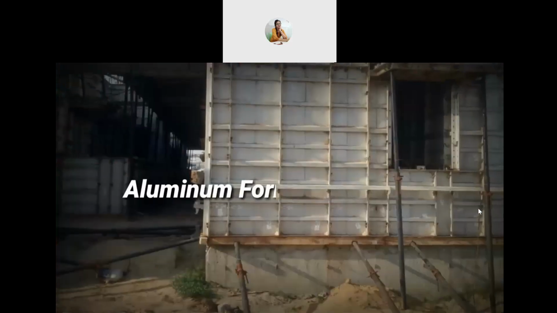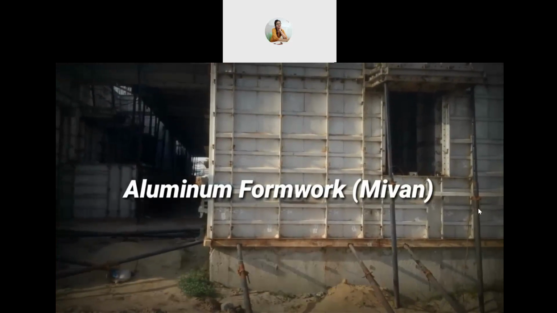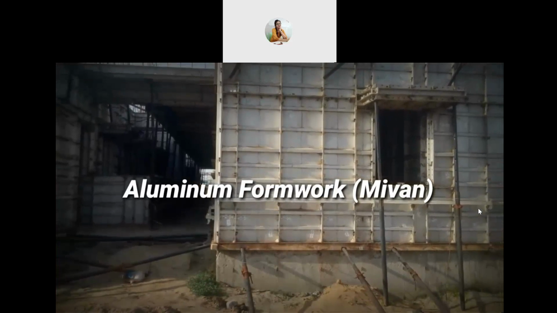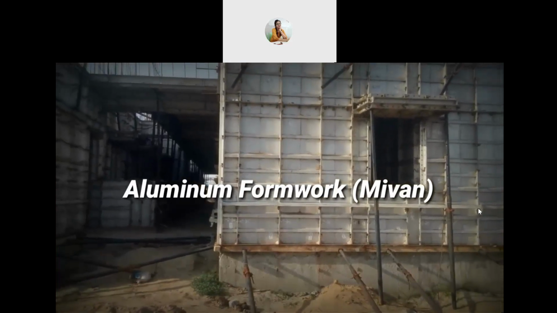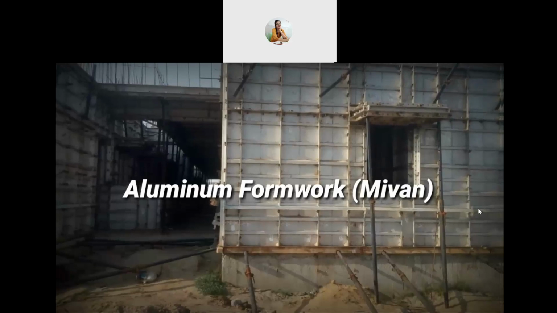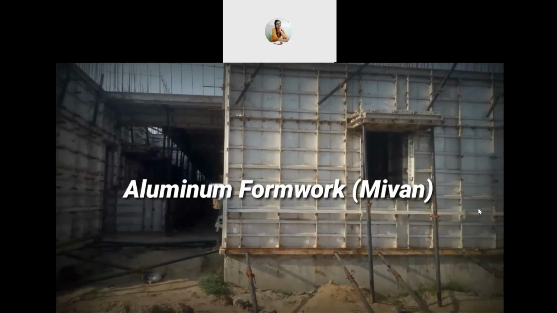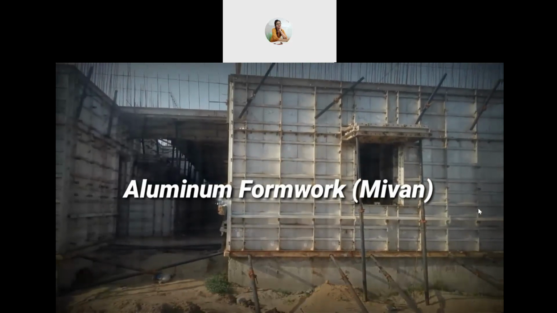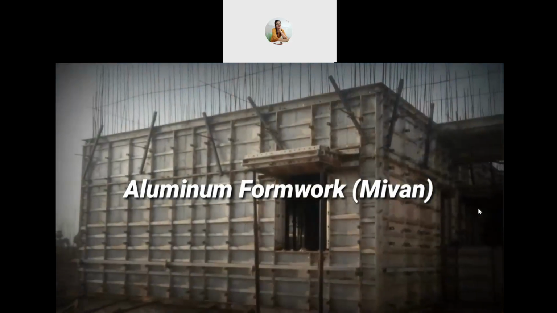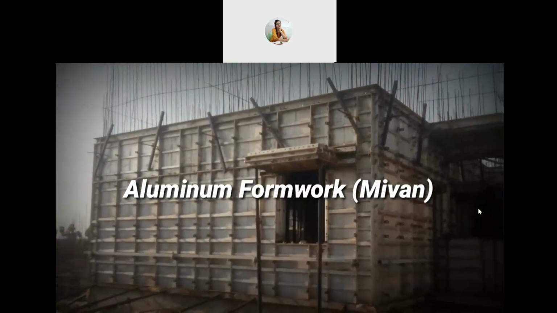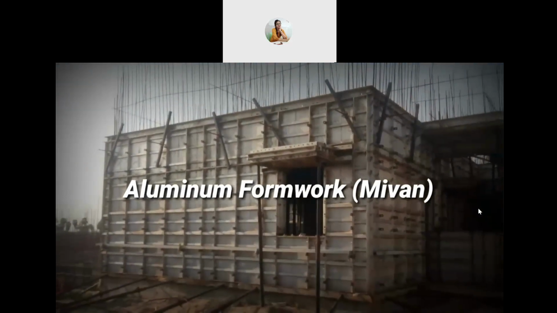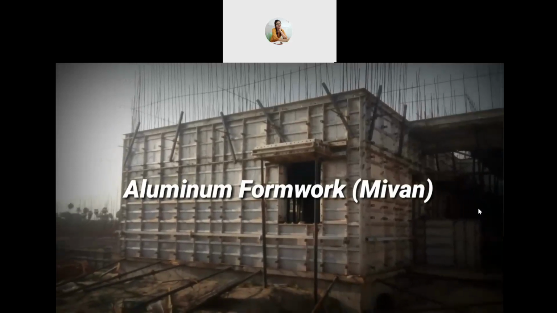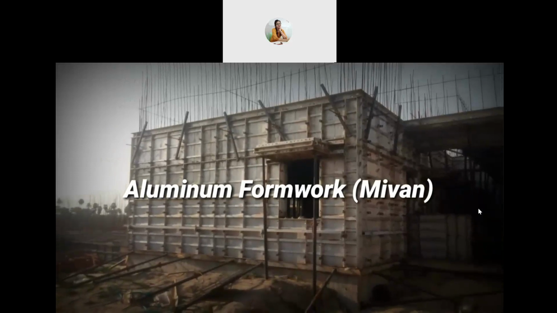And aluminium formwork, that is also called as MIVAN. Aluminium forms are lighter than steel forms due to low density, and this is their primary advantage when compared to steel. MIVAN is basically an aluminium formwork system developed by a construction company from Europe. MIVAN technology is suitable for constructing a large number of houses within a short time, using room size forms to construct walls and slabs in one continuous pour of concrete.